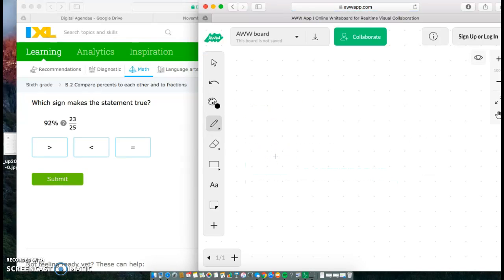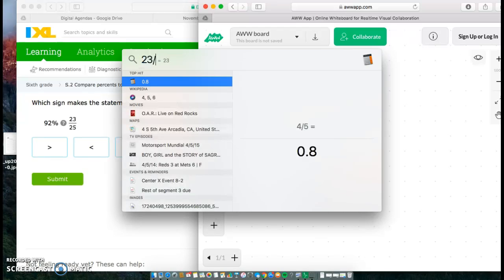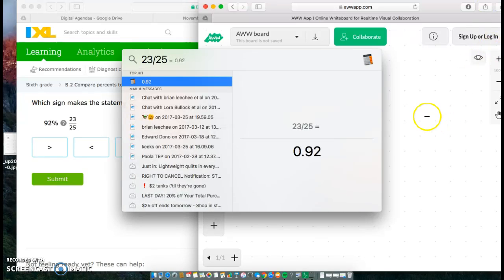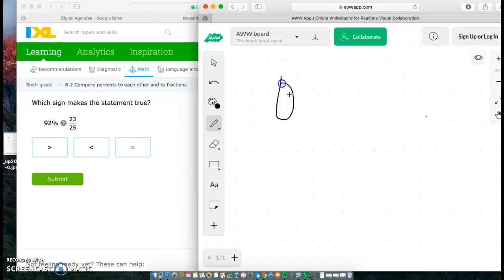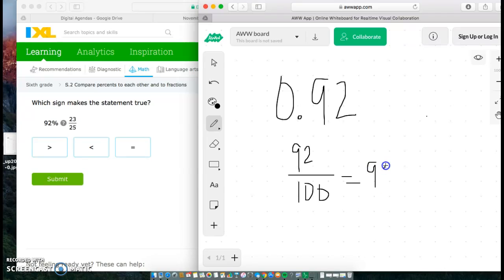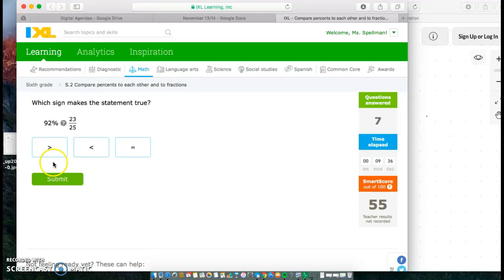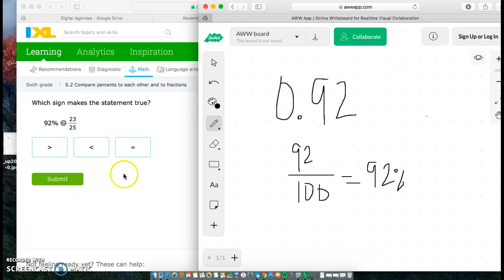Okay, so 92% compared to 23 over 25. Use your calculator. 23 divided by 25 gives you 0.92. So I have 0.92. I am 2 spots after the decimal place, which means I am out of 100. So this is 92 out of 100. So this is 92%. Okay, you know what I mean? So that is, oh my gosh, once again, it is equal.